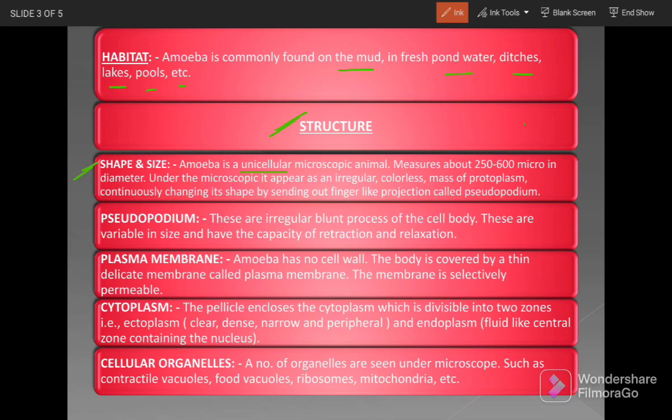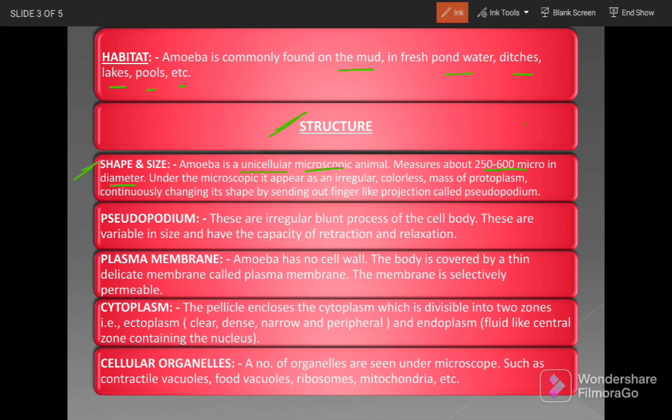So it is unicellular. Unicellular means only one cell, and amoeba is made up of a single type of cell. So amoeba is a unicellular microscopic animal. Microscopic means you can see it only under the microscope, not with naked eyes. It measures about 250 to 600 micron in diameter.